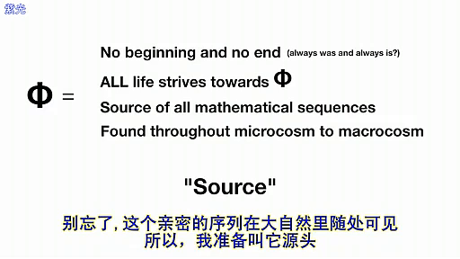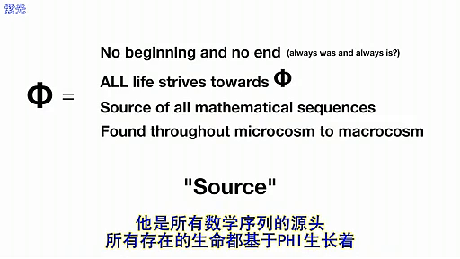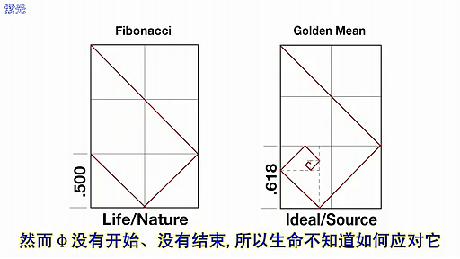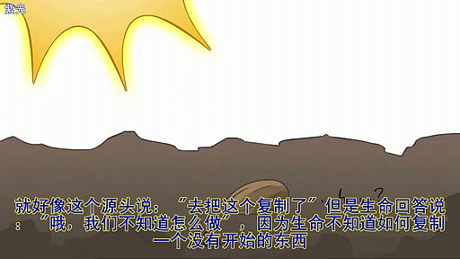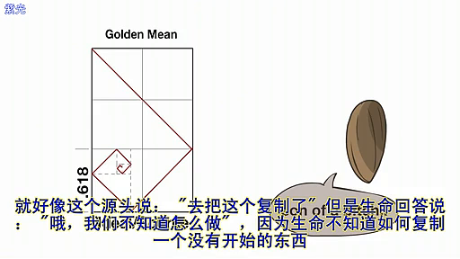I'm going to call it source. It is the source of all mathematical sequences, and all life in existence grows based on Phi. However, Phi has no beginning and no end. Life doesn't know how to deal with that. It's like source says, go and replicate this, and life says, we don't know how. Because life doesn't know how to create from something that has no beginning.